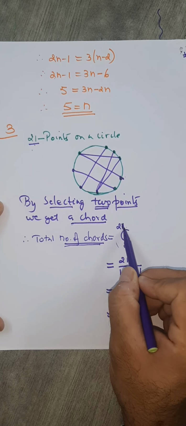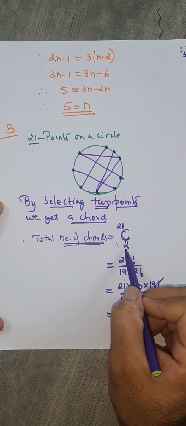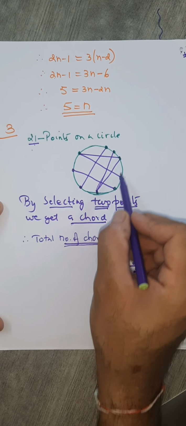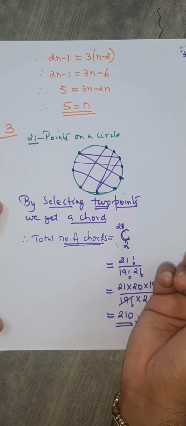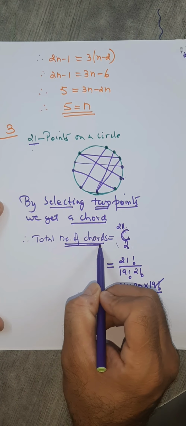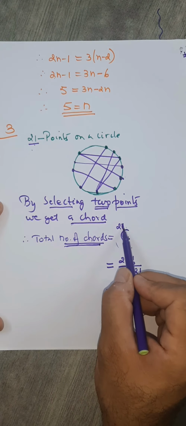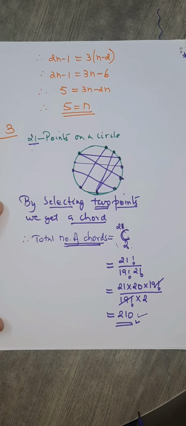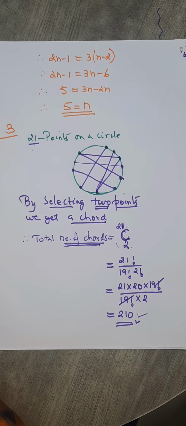Why 21C2? Because you are selecting any 2. Why are we selecting 2? Because we want a line segment. If you select any 2 points out of these 21, you get a line segment. So total number of chords means you select any 2 from 21, and this can be done in 21C2 ways, and just simplify. So I'll get this. Fine.